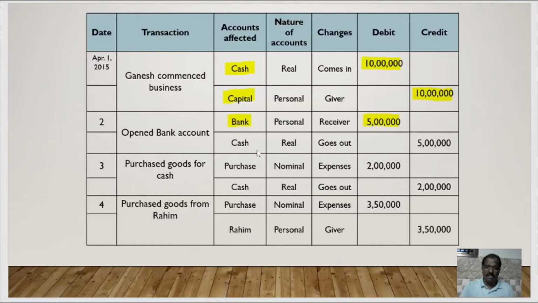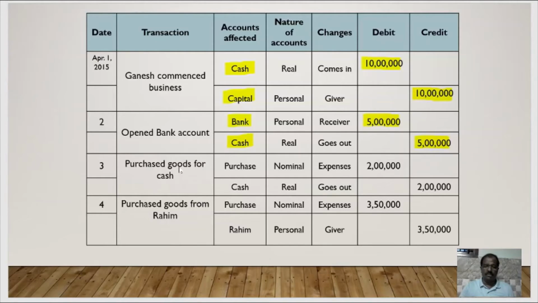And what happens to the cash? I am taking the cash from the office cash box and taking it to the bank. So cash goes out. Since the cash goes out, credit what goes out? Cash has to be credited. So I have taken cash to the credit side, credited 5 lakhs.